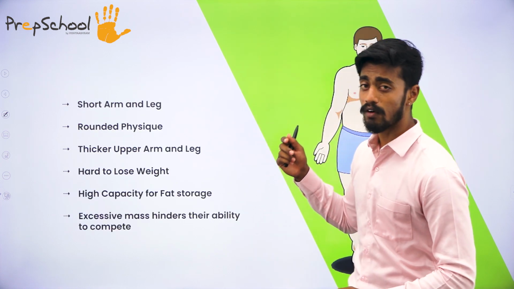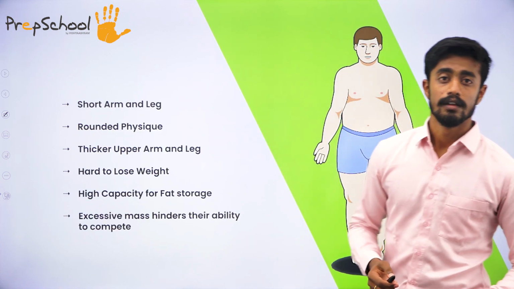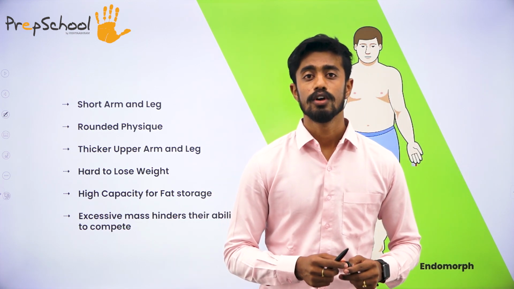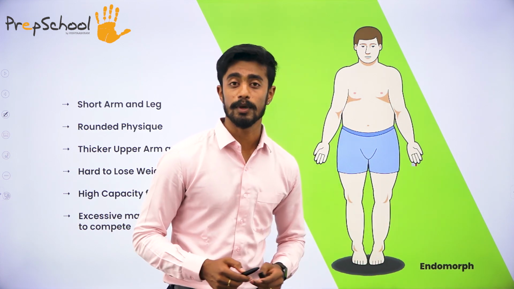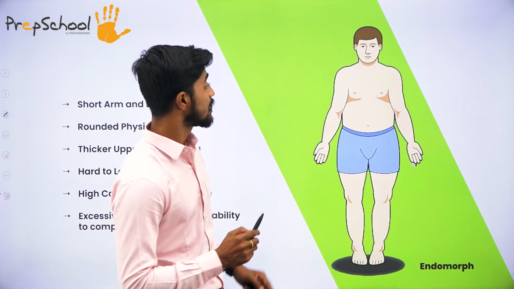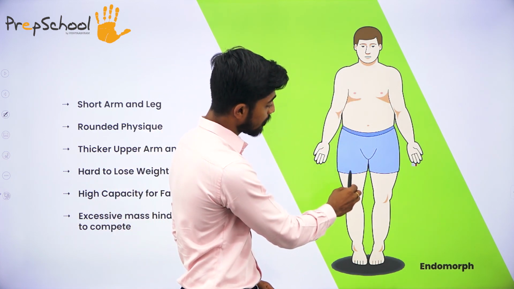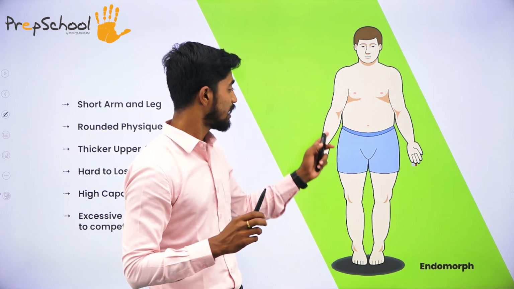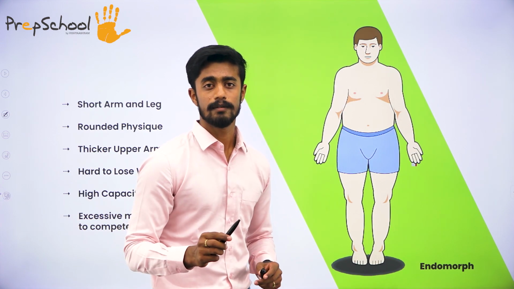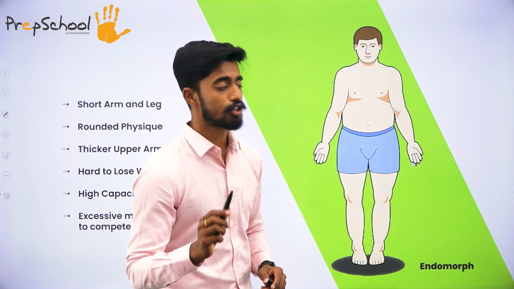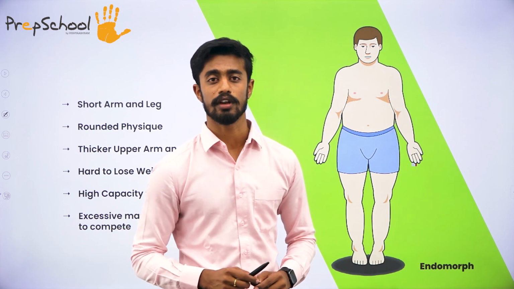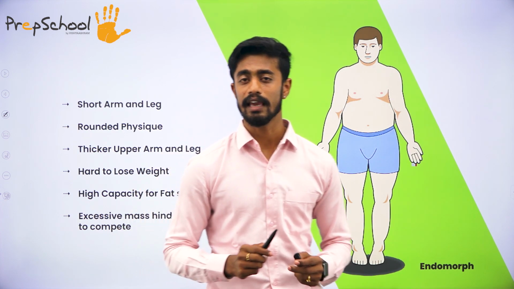This is the endomorph body structure. The characteristics are as follows. These individuals have short arms and legs. You can see in the picture, they have a rounded physique. These individuals' upper part of arm and leg is comparatively thicker than the lower part. Due to slow metabolism of fat, they find it very difficult to lose weight. They have a high capacity of fat storage, so they become fat very easily.